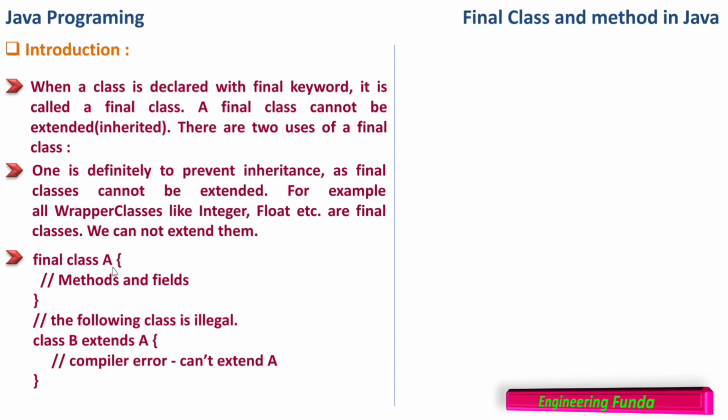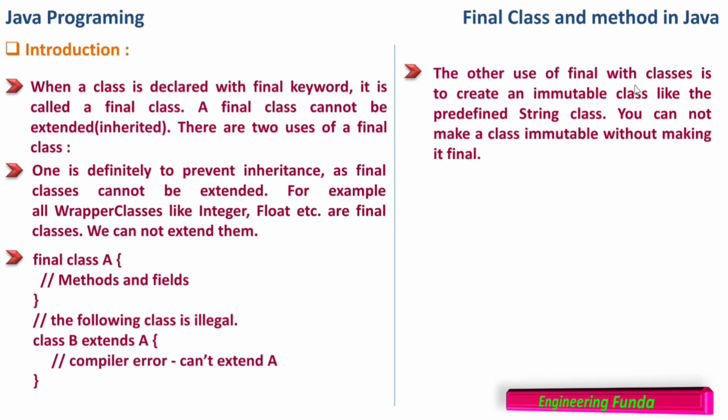So final class A. In general we write this as class A, but if I want that this class should not be extended, then I write the final keyword here, and it is just like a regular class where we declare methods and member variables. And if we write class B extends A, then the following class is illegal. We cannot do that. When we write such things, we will get a compiler error that we cannot extend class A because it is a final class.